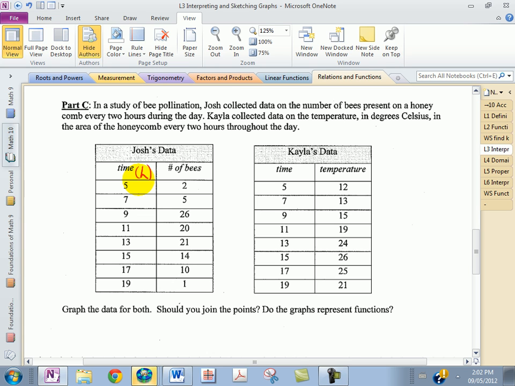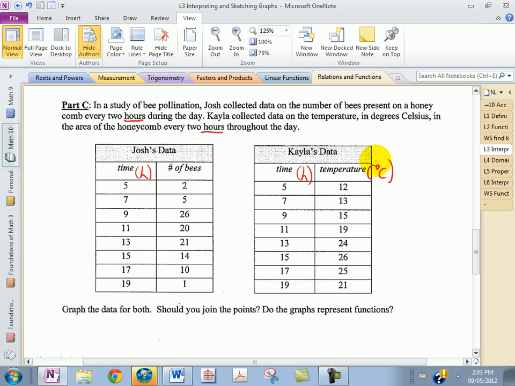Kayla's time? Hours again. Okay, it says that in the sentence. So every 2 hours for Josh and 2 hours for Kayla. Temperature for Kayla, what's the units? Degrees Celsius. So a degree sign and then capital C. Oh, good.